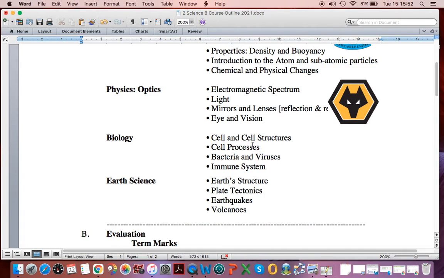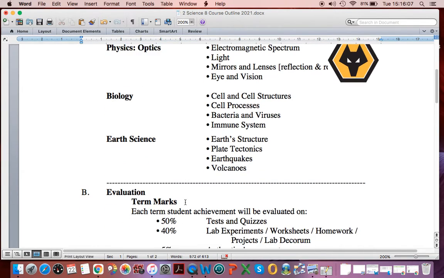Biology this year is all about the cell and cell structures and their processes. We also look at bacteria, viruses, and your immune system. And we will close with earth science, looking at plate tectonics and how it relates to earthquakes and volcanoes.